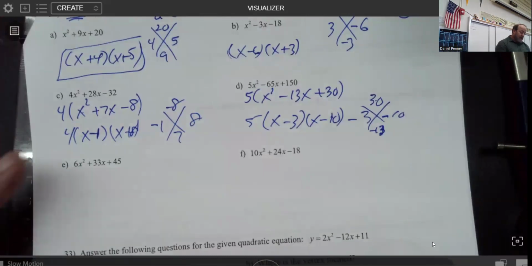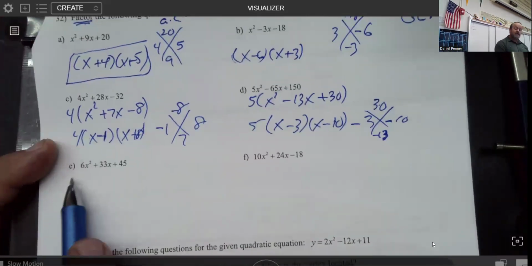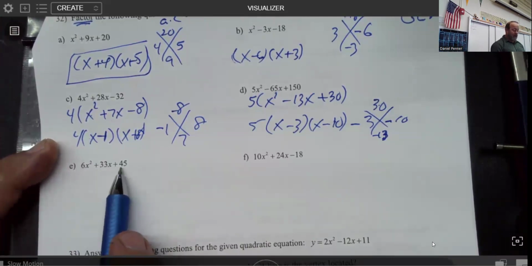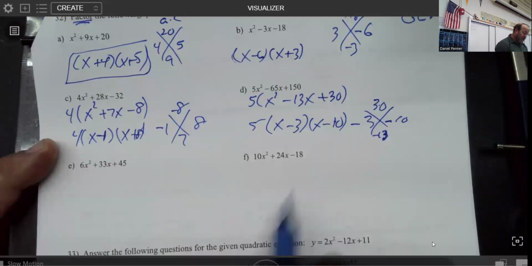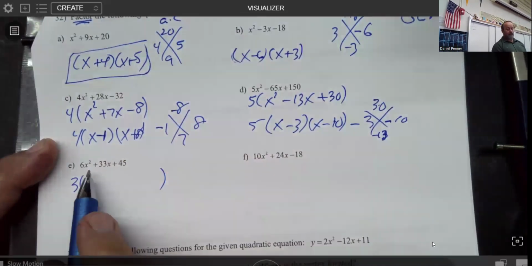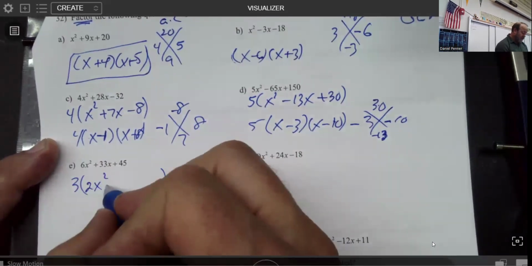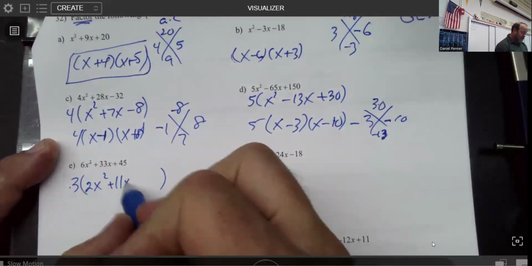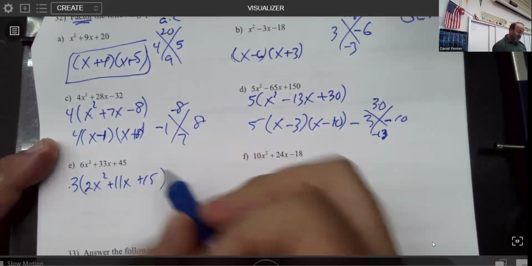Now, when you look at these, you might go, oh, I hope that has a GCF of 6, but unfortunately 6 does not go into 33, nor does it go into 45. Here, 10 doesn't go into either one, but I can see that all of these values are in fact divisible by 3, so I can get a little bit better and make these numbers a little bit smaller. 3 times 2 is 6, 3 times 11 is 33, 3 times 15 is 45.